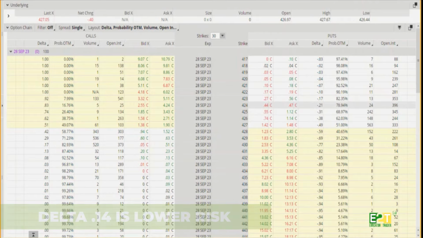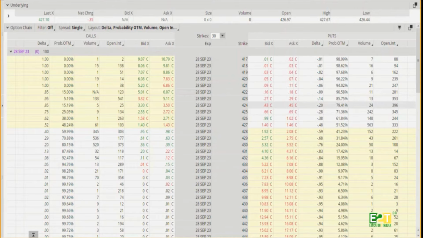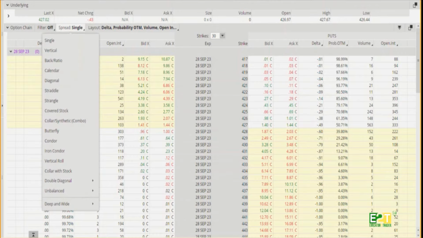0.21 delta basically says you have a 78-79% chance that this trade is going to be out of the money at expiration. This is where you determine what your risk tolerance is. Are you one who's a little more conservative and would rather have an 85% chance of profit? Or you're a little more aggressive and you're okay with 79% profit. This is 424, your sell leg, 423 or 424 is your sell leg.